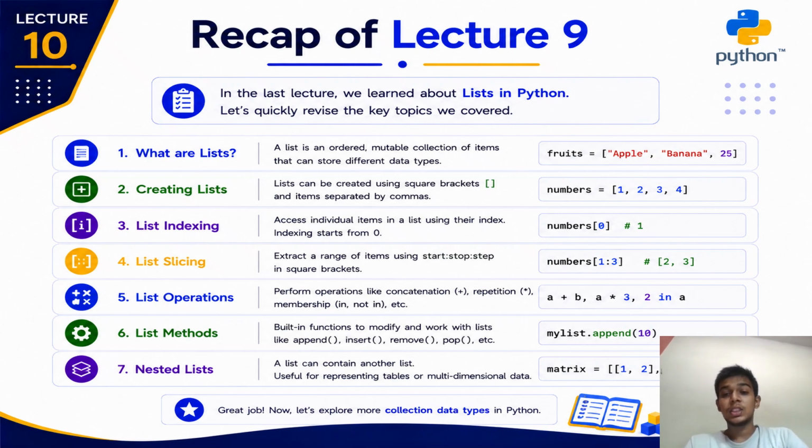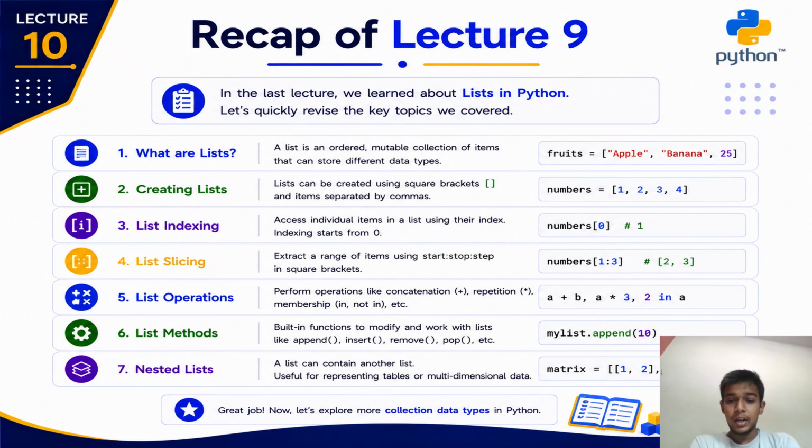Then we discussed some commonly used list methods like append, insert, remove, pop, sort, reverse, count, clear, copy, index, and many more. These built-in methods make working with lists much easier. Finally, we learned about nested lists. A nested list simply means a list inside another list. Nested lists are very useful for representing tables, matrices, grids, student records, and many other real-world data structures. So that was a quick summary of everything we learned in the previous lecture.